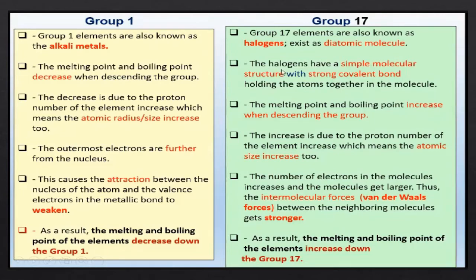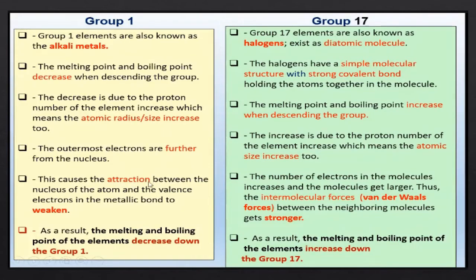So halogens have a simple molecular structure with strong covalent bonds holding the atoms together in the molecule. For group 1, just now we learned already, they are metals, so metallic bond. The strength of the metallic bond depends on the number of valence electrons and the size or radius of the atom. So the decrease in boiling point and melting point is due to the proton number of the element increasing, which means atomic radius size increases. The outermost electrons are further from the nucleus. This is for group 1.